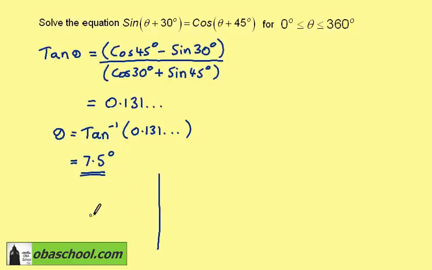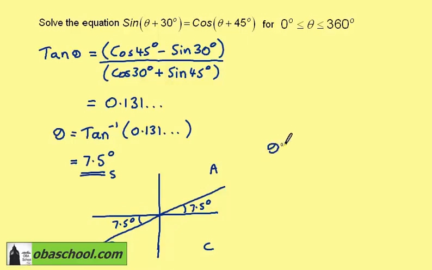To find the other solution between 0 and 360, we'll use a CAST diagram. So we have ASTC. The first solution is here in the A quadrant, and we have a tangent which is a positive number, so the other one will be in the T quadrant. By symmetry, 7.5 degrees beyond 180. So our solutions are 7.5 degrees and 187.5 degrees.